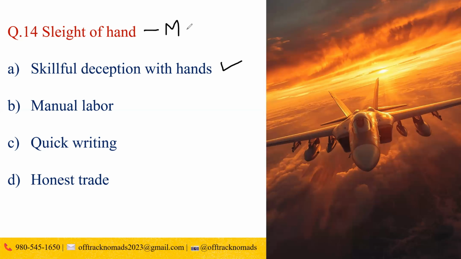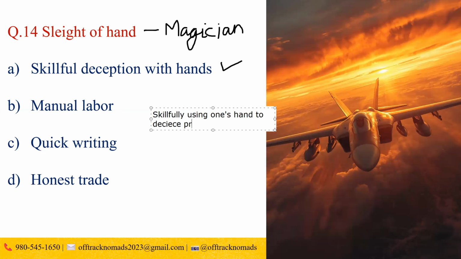Normally we can say a magician performs this. He has sleight of hand. What is that? He uses his hand skillfully. Please note down: skillfully using one's hand to perform tricks. It is normally associated with a magician. So he has a sleight of hand. It is skillful deception.